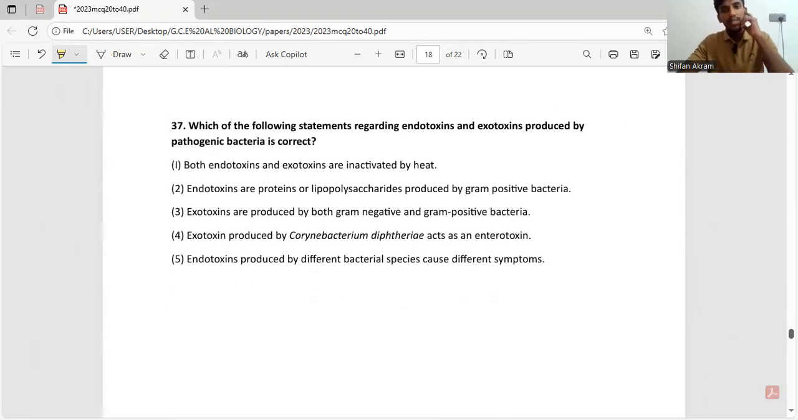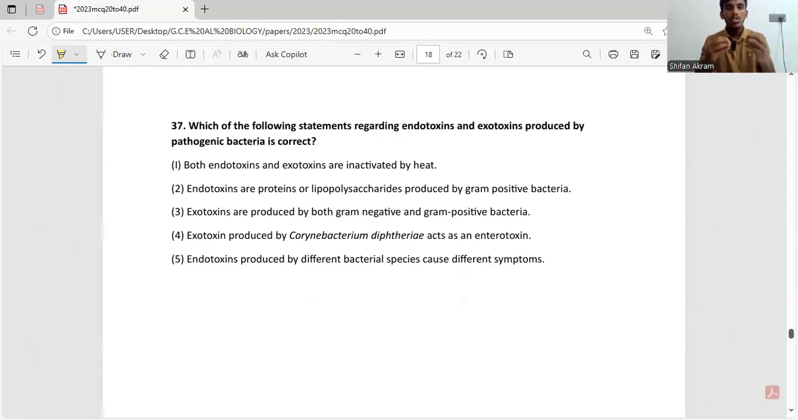Which of the following statements regarding endotoxins and exotoxins produced by pathogenic bacteria is correct? Okay, what are endotoxins and what are exotoxins? So endotoxins are toxins that are present in the surface of the outer membrane of the gram-negative bacteria. Always remember that endotoxins are always present in gram-negative bacteria on the outer membrane of it.